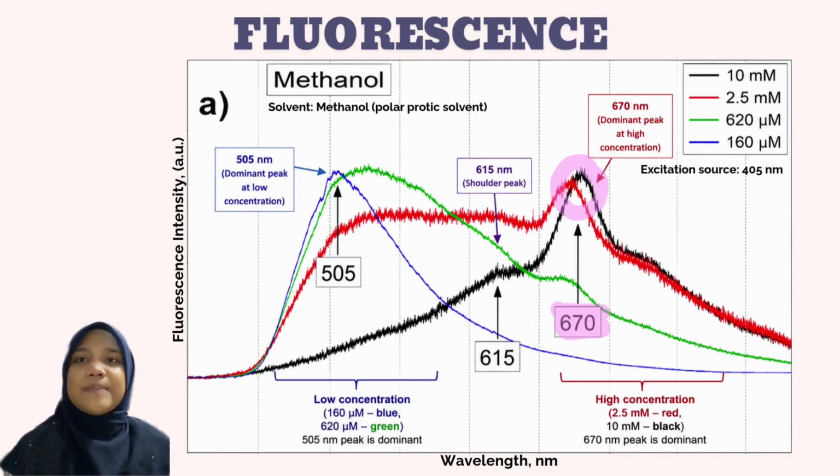This slide shows the emission peak at 670 nanometers. This peak becomes dominant at high concentrations, represented by the red curve, which is 2.5 millimolar, and black curve, 10 millimolar. At higher concentrations, quercetin molecules move closer together and interact with each other, leading to molecular aggregation. This interaction increases fluorescence emission at longer wavelength, making the 670 nanometer peak the strongest peak in the spectrum.